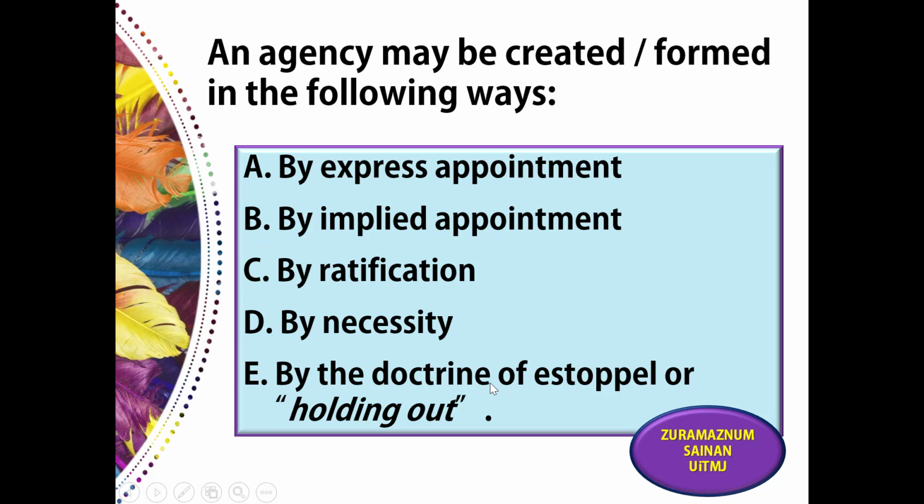Estoppel kat sini bermakna persekatan or holding out ataupun representation. Okay, so you're going to learn in detail for each of these types of agency.